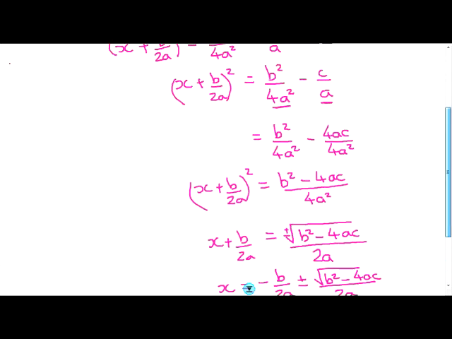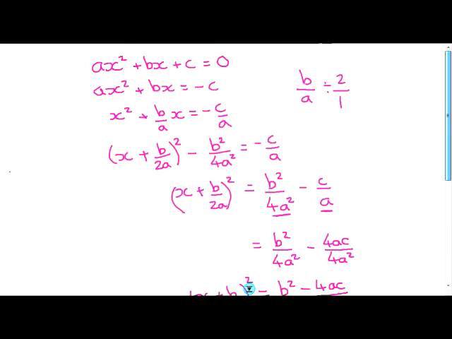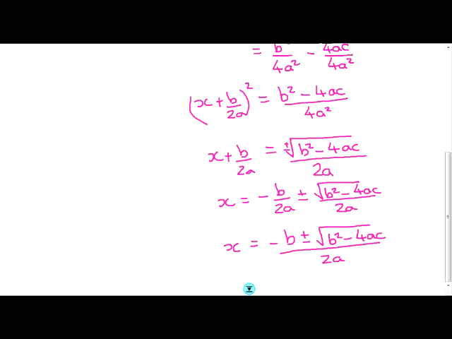So with completing the square, you can go from the general equation of a quadratic all the way down to the quadratic formula. And that is basically how it was discovered.